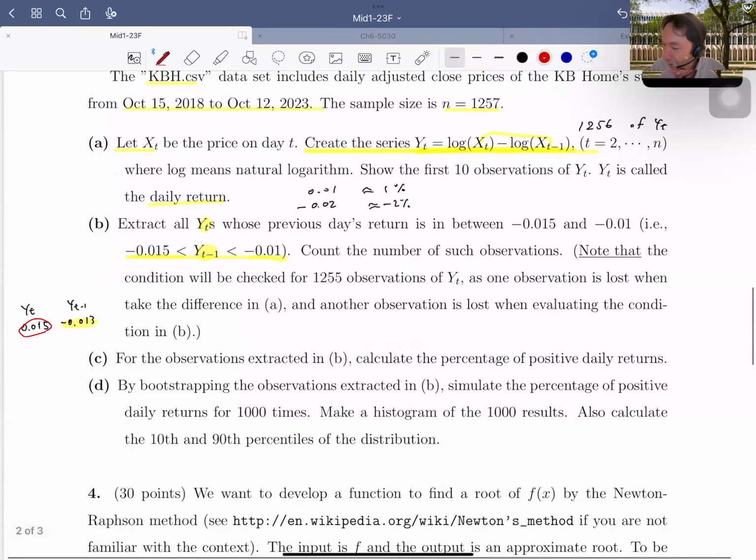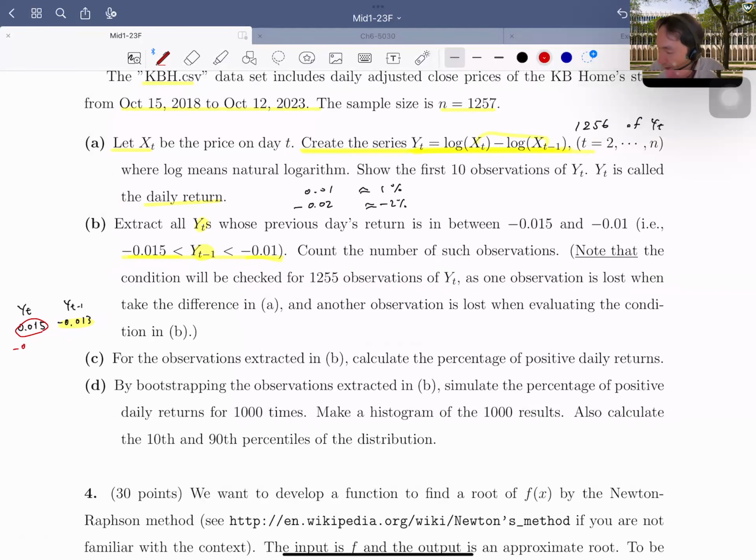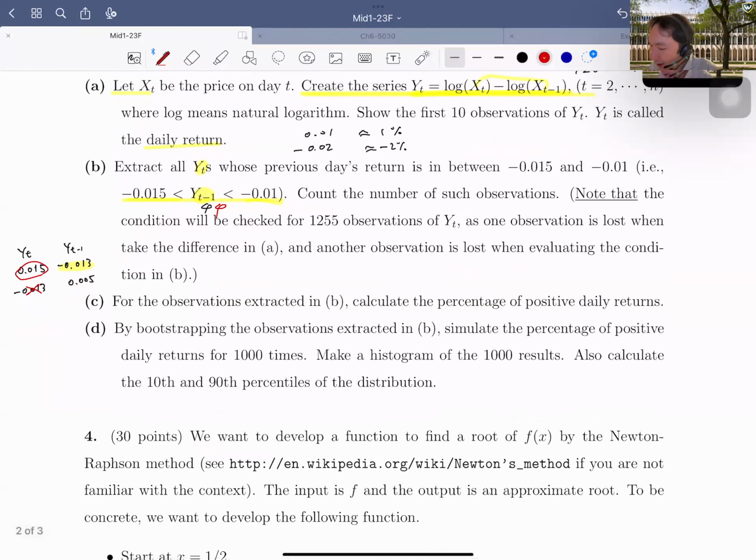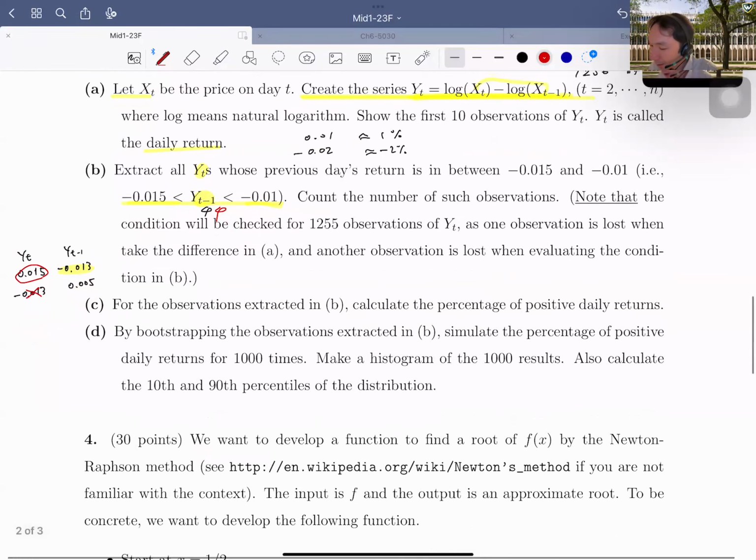But if yesterday's return is negative 0.013, but the return 2 days ago is positive 0.005, then this YT minus 1 does not satisfy this condition. So we do not take this one. Based on this criterion, we can extract YTs which satisfy this condition. So we extract YTs, but the condition is on YT minus 1. So that is B.